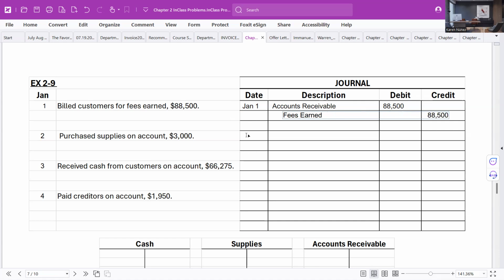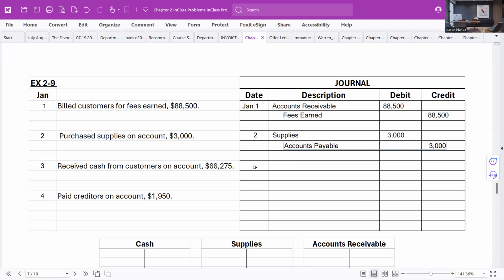And now we've got some supplies. So on the second, we've purchased some supplies. We've got an asset that we need to show an increase in. So the increase in this asset that we call supplies, the way you increase an asset is by debiting it. Debit it for $3,000. And we bought the supplies on account. So we haven't paid for them yet, but we've given our promise to pay. We call that liability accounts payable. The way you increase a liability is by crediting it. So accounts payable for $3,000.